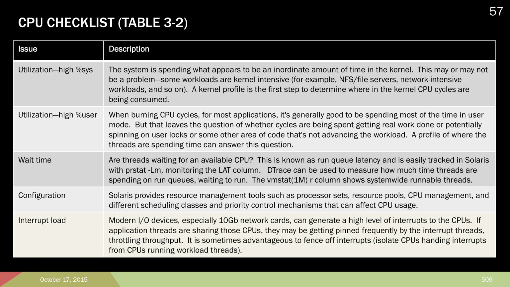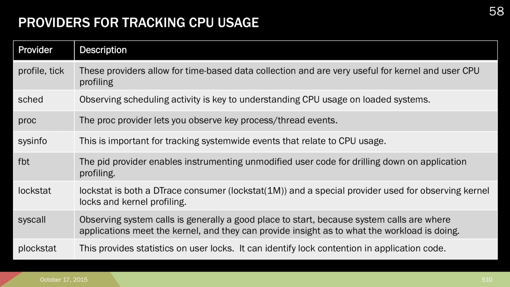Interrupt load. Modern I/O devices, especially 10 gigabit network cards, can generate a high level of interrupts to CPUs. If application threads are sharing those CPUs, they may be getting pinned frequently by the interrupt threads, throttling throughput. It is sometimes advantageous to fence off interrupts, that is, isolate CPUs handling interrupts from CPUs running workload threads.